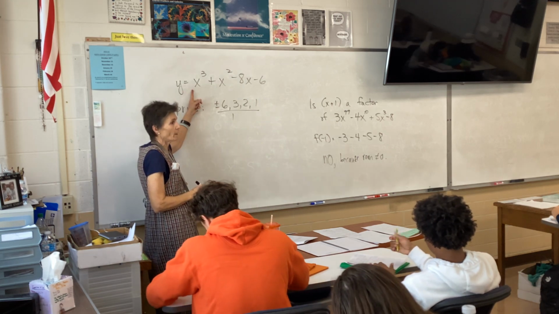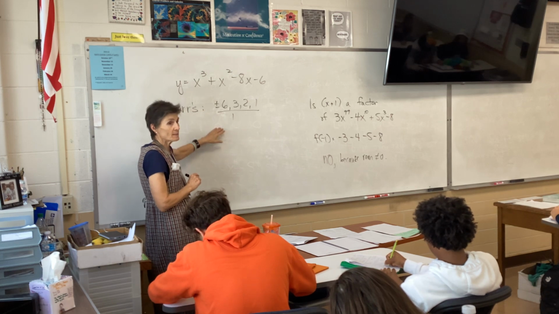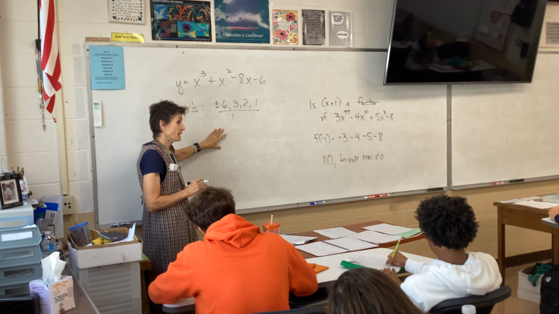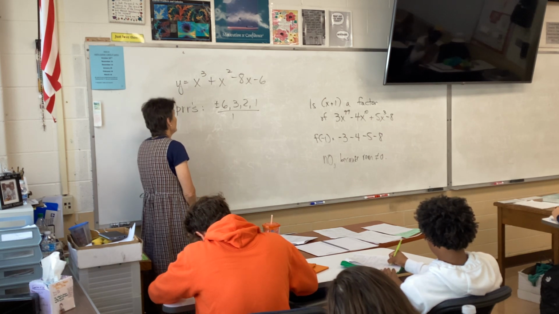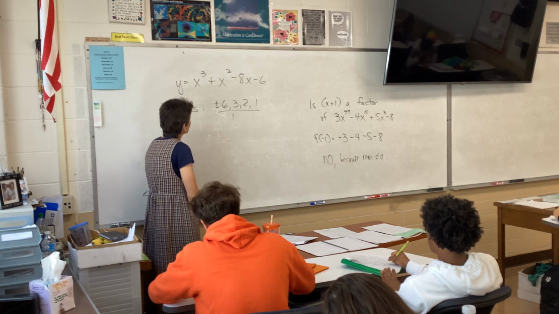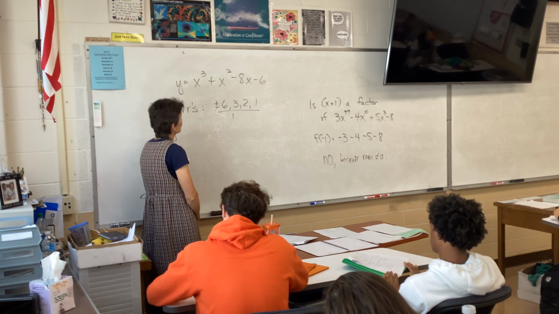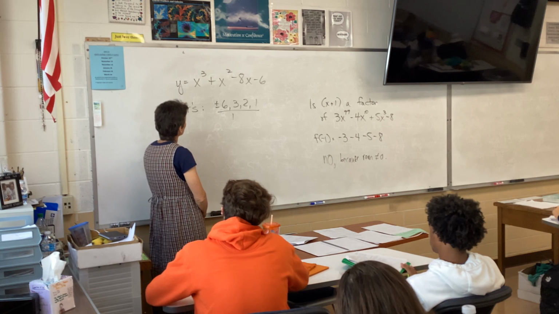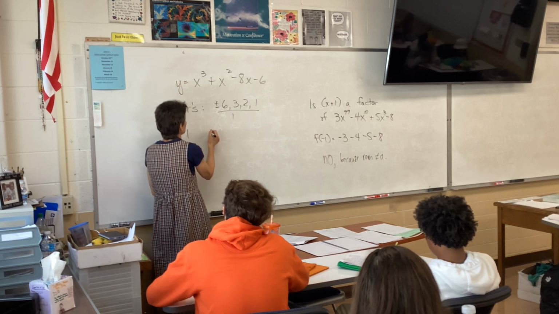We like it when there's a 1 out here, because if there's not a 1 out there, then your possible rational roots would include fractions. But we don't have to worry about that. All right, so these are our possible rational roots. Okay, now what? Synthetic division. What do you want to divide by? Let's try 1. Try 3. I think we should do 2. All right, we'll try 2.